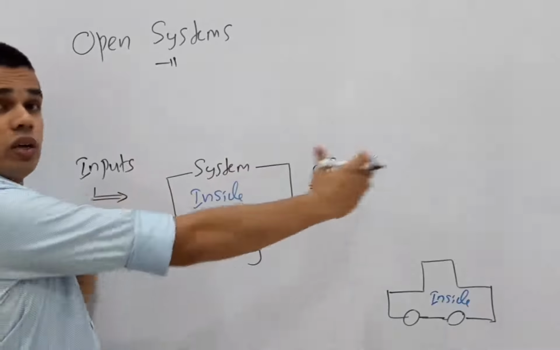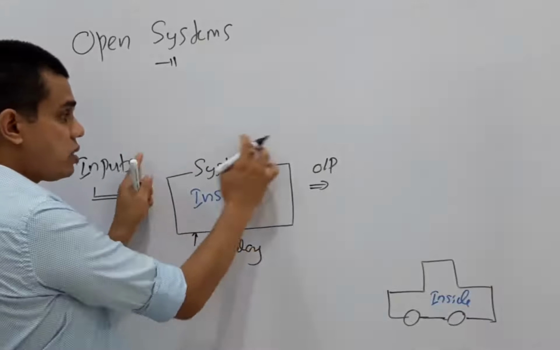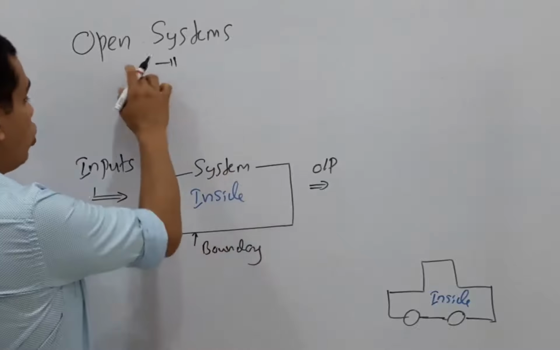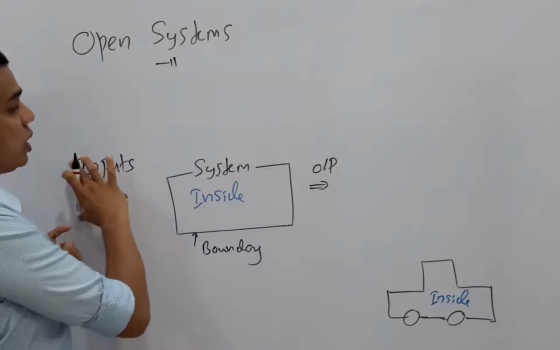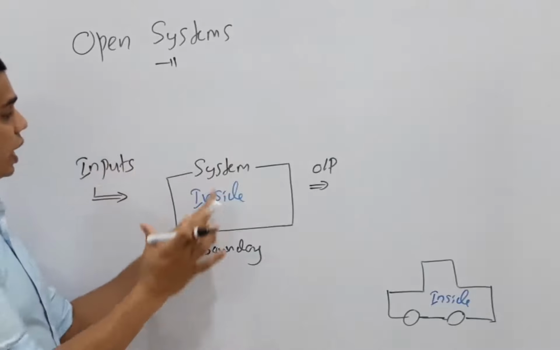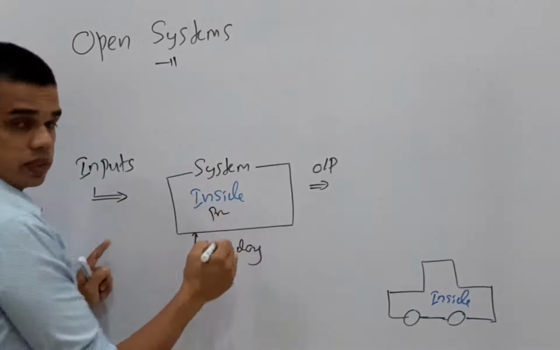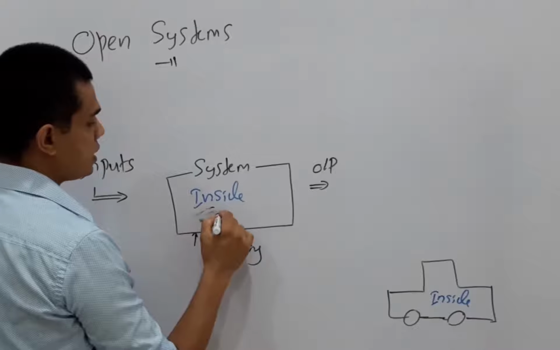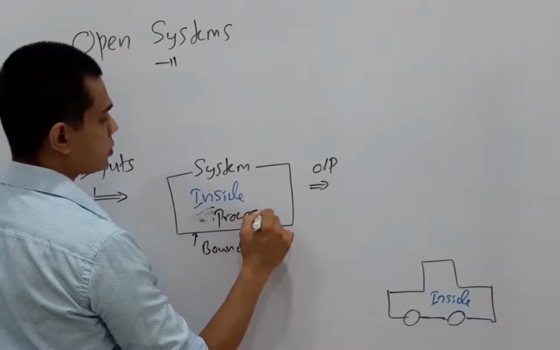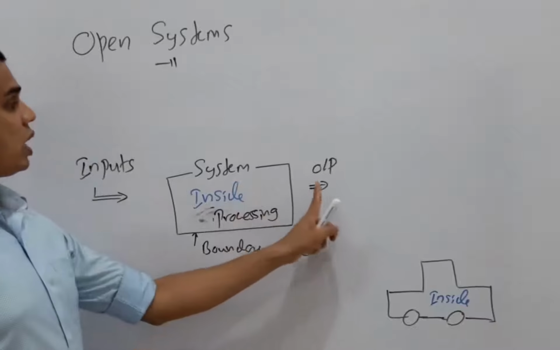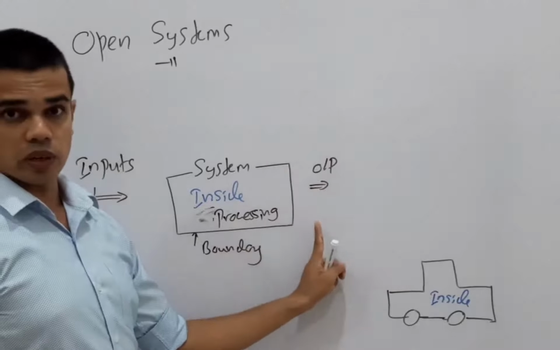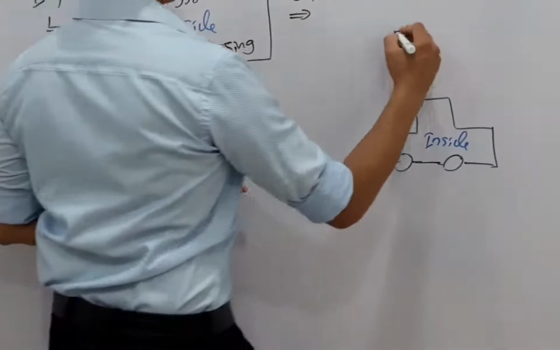The system is open to the surrounding. That's the idea. It is not closed. Then open systems have inputs generated from outside and do the processing inside. Processing happens inside the system, and the outputs are given out from the system boundary. We'll go to the vehicle. We'll go to some examples.